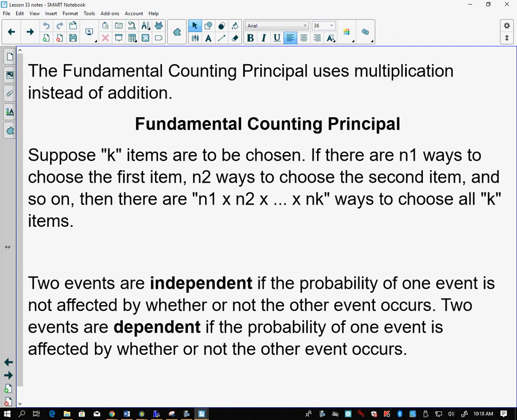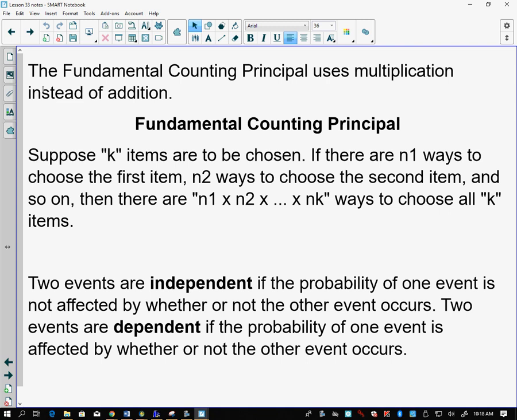So suppose that k items are to be chosen. If there are n sub 1 ways to choose the first item, n sub 2 ways to choose the second item, and so on, then there's n sub 1 times n sub 2 times n sub 3, and so on and so forth, till I get to whatever k represents, ways to choose all k items.